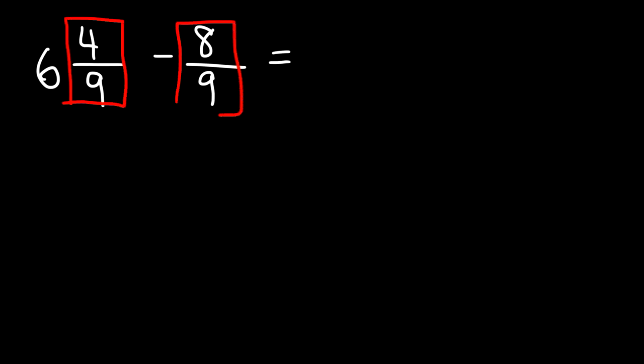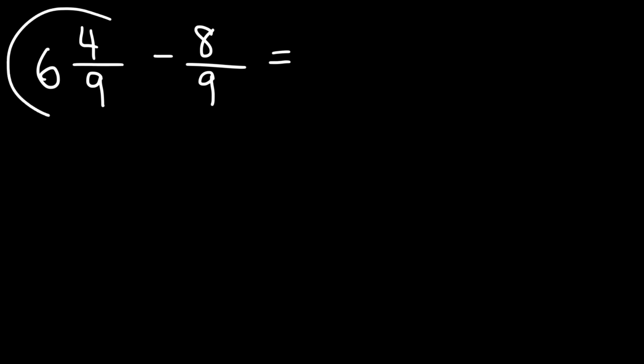Now let's work on this example. What is 6 and 4/9 minus 8/9? Now this problem looks similar to the last example, but there is a difference though. And do you see what it is? If we subtract 4/9 minus 8/9, that's going to give us a negative number. So therefore, we're going to have to do something different.